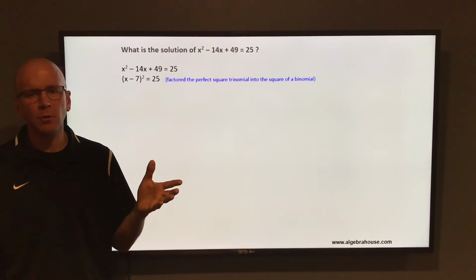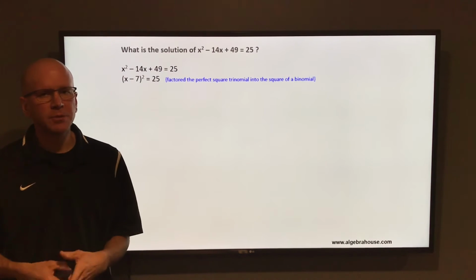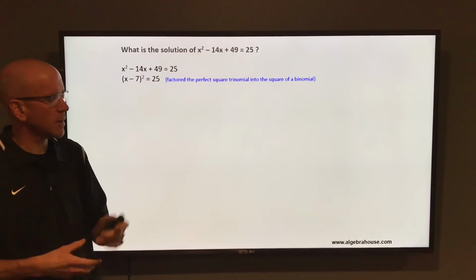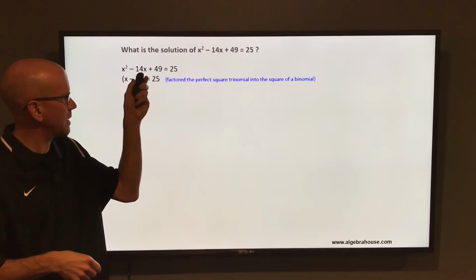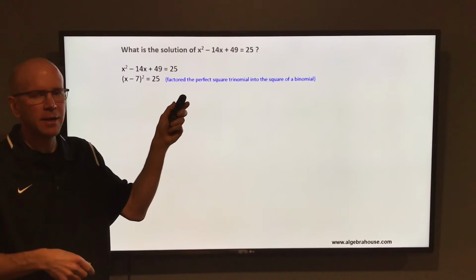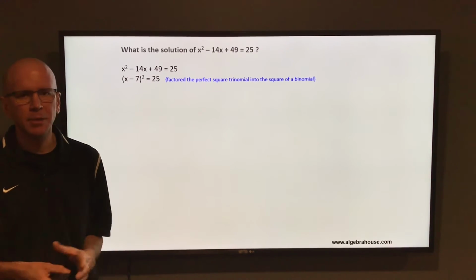Or you can factor it the old way. Just factor this into 2 binomials. The first terms of those 2 binomials would be x, since you have an x squared out front. The second terms of those 2 binomials multiply to make 49 and add to make negative 14. That'd be negative 7 and negative 7. So you'd have x minus 7 times x minus 7, or as you see up there, x minus 7 squared.